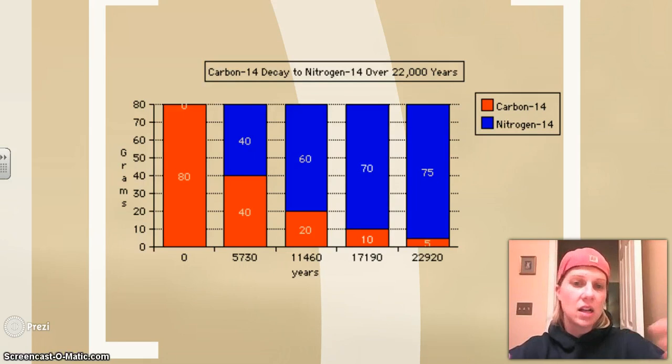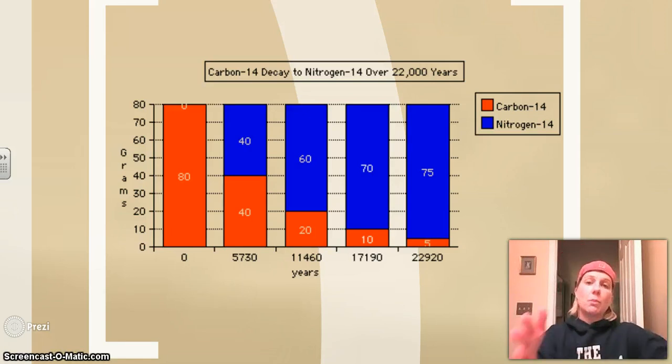So if I'm a scientist and I look at 17,190 years and I'm like, oh wow, this fossil has 70 grams of nitrogen in it, and I know it has 10 grams of carbon, and I'm like, wait a minute, I know how this is working out. I can calculate time, and I can calculate how much it had based on these numbers.